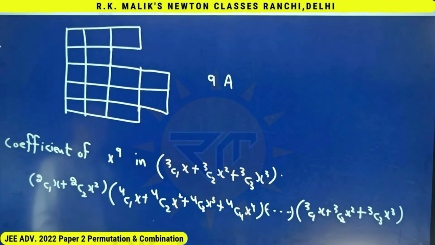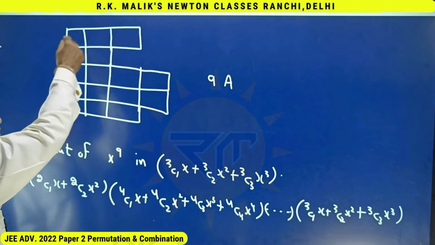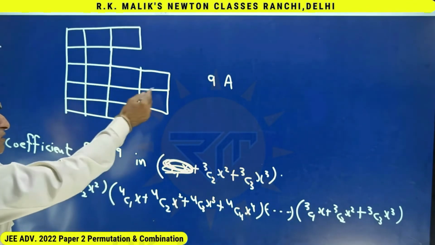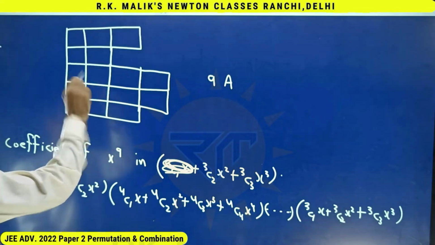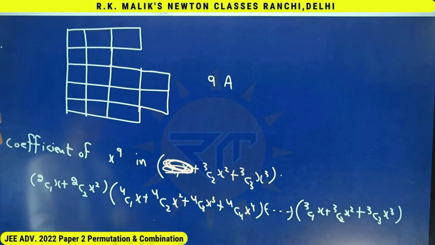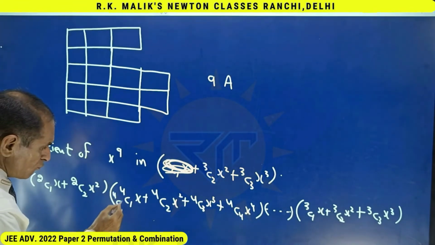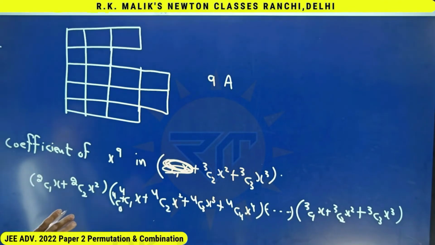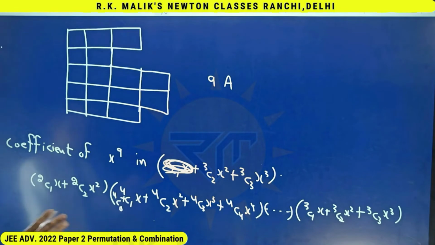Just for clarity, had I told that the first row should have at least 2 A's, in that case this term would have been rejected. Had I told that in this row it is allowed that no A comes, in that case 4C0 plus will come. These things you would understand if the concepts of the chapter of permutation and combination are strong.